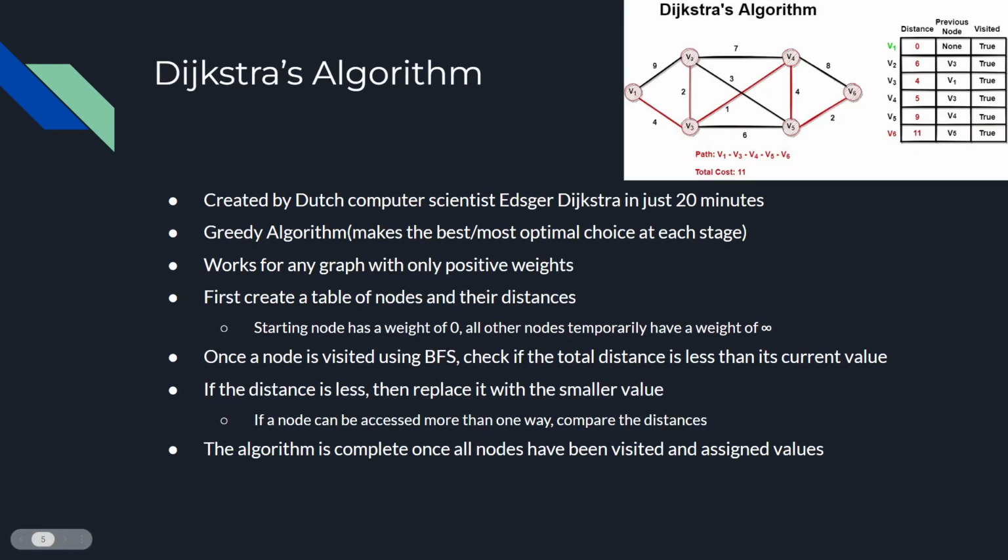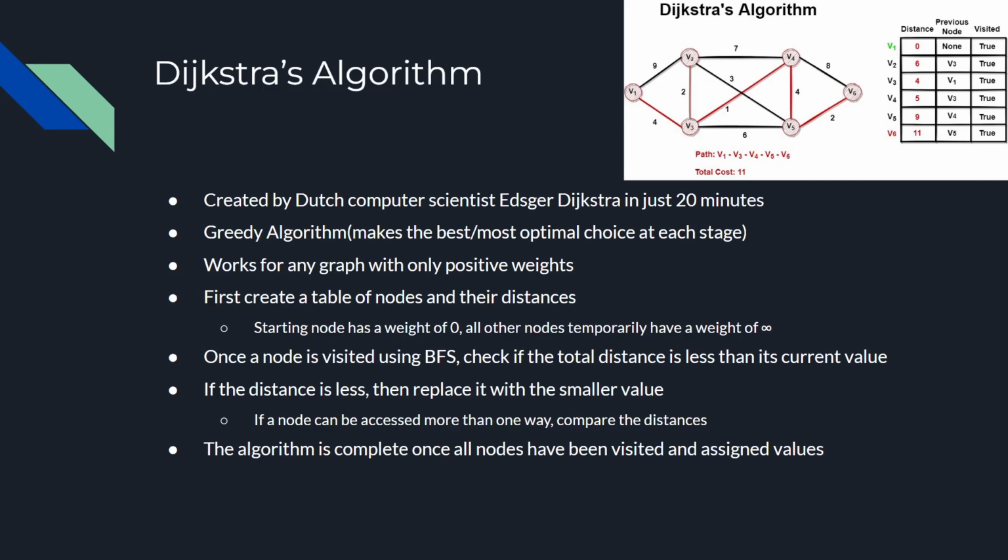A fun fact about Dijkstra's algorithm was that it was created by the Dutch computer scientist Edsger Dijkstra in just 20 minutes when he was having coffee at a cafe. Something to know about Dijkstra's algorithm is that it's a greedy algorithm, which means that it makes the best, most optimal, and most logical choice at each given stage. Because of this, it only works on a graph that has positive edge weights, which means that if the graph has negative edge weights, it won't necessarily return the most optimal paths, and I'll explain why later.